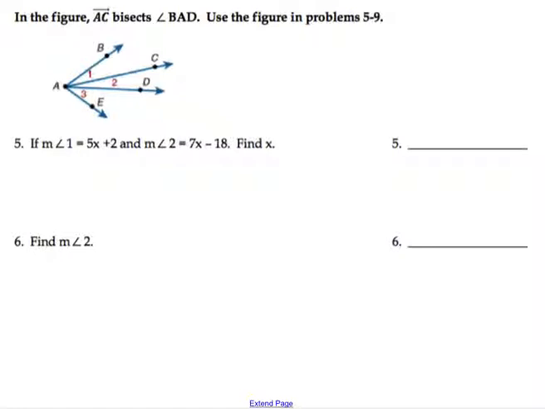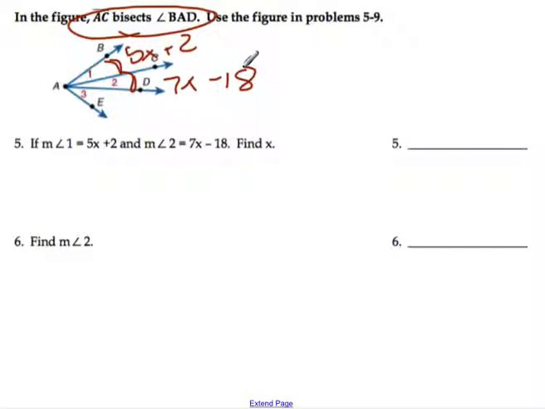Okay, now let's take a look at some of this angle stuff. So the first thing I want to point out to you is talking about the directions. Notice that it says that AC bisects BAD. So what that tells you is that this angle BAC is going to be equal in degree measure to CAD. So then when you take a look at number 5, it says that the measure of angle 1 is 5x plus 2, which I'm going to write in. And then the measure of the second angle is 7x minus 18. Now since AC bisects it, those two are going to be equal to each other.